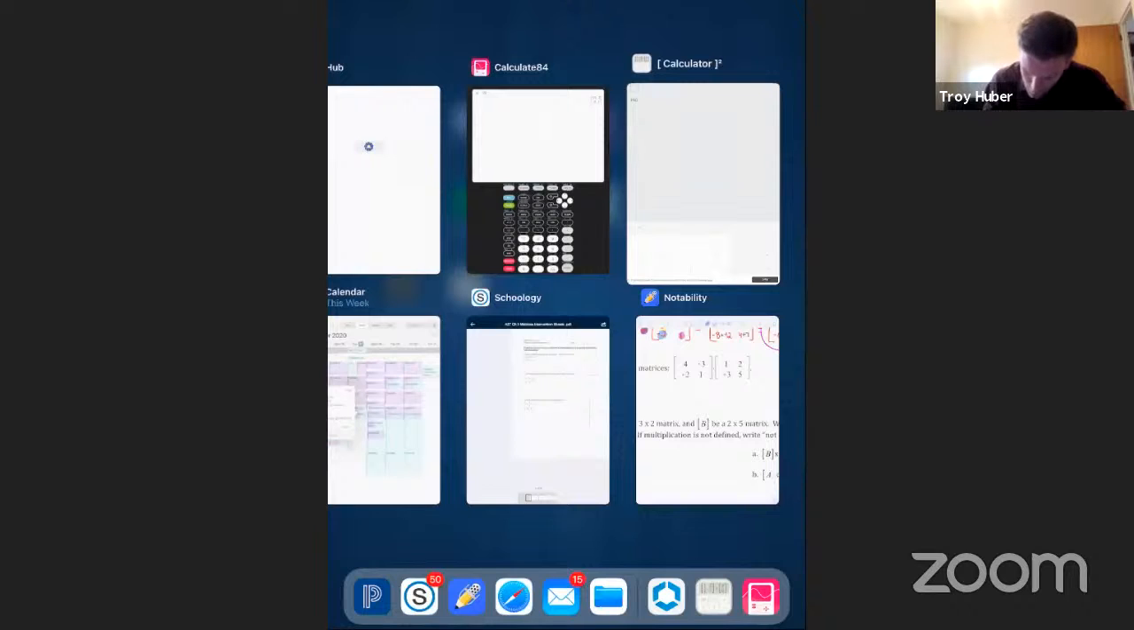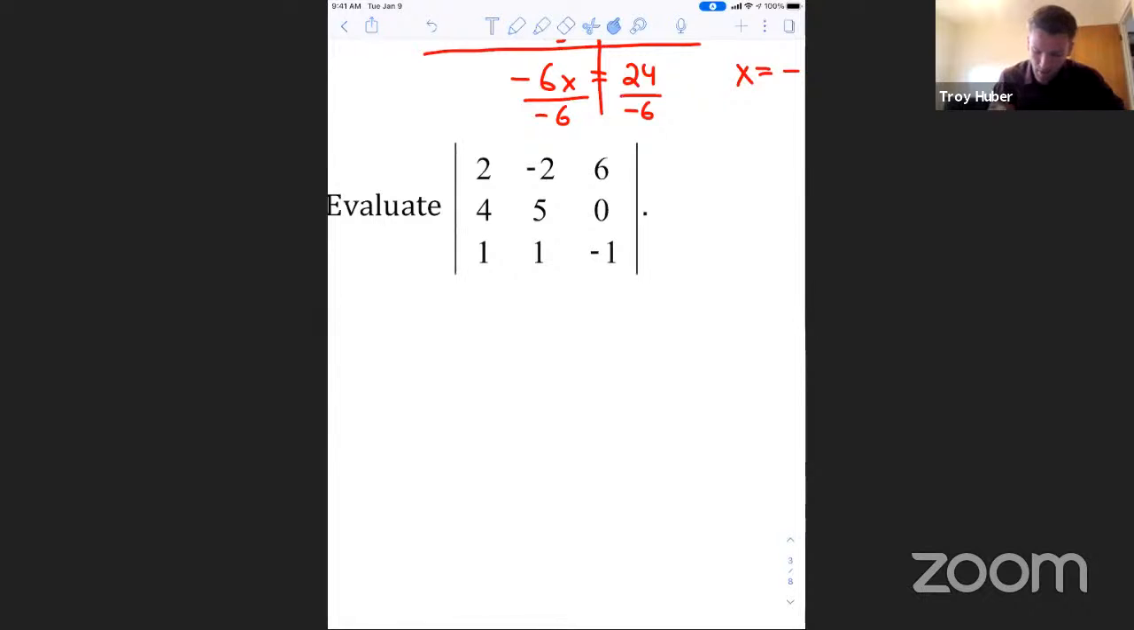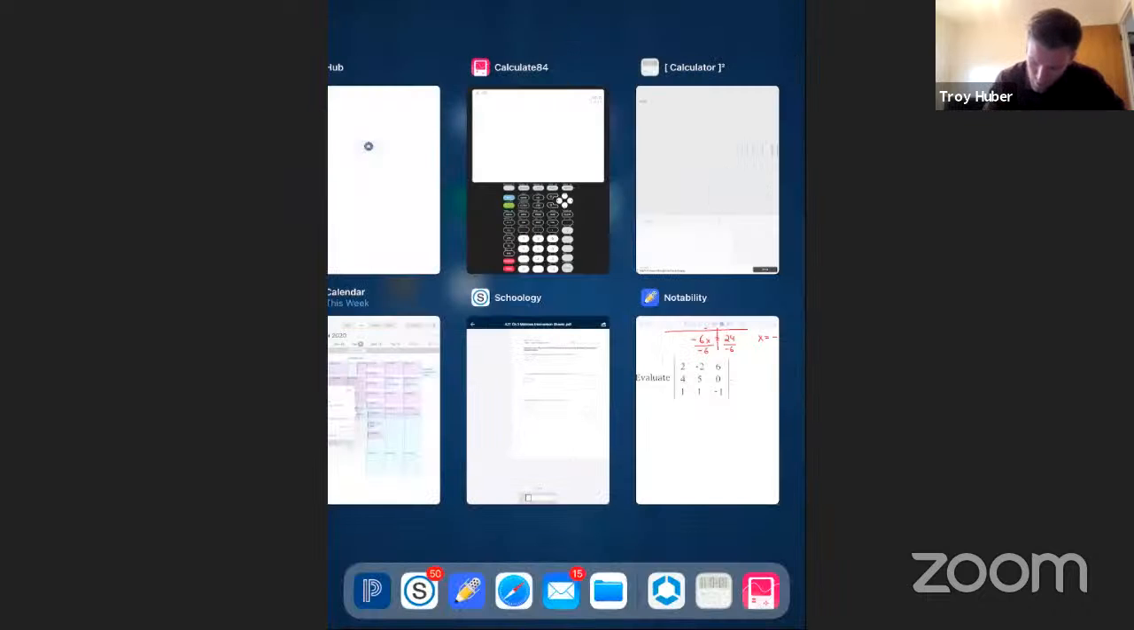So my matrix that we're looking at is 2, -2, 6, 2, -2, whoops, not 5, 6, and then you have to use this little arrow to bring it down a row. 4, 5, 0, 4, 5, 0, down a row, 1, 1, -1.